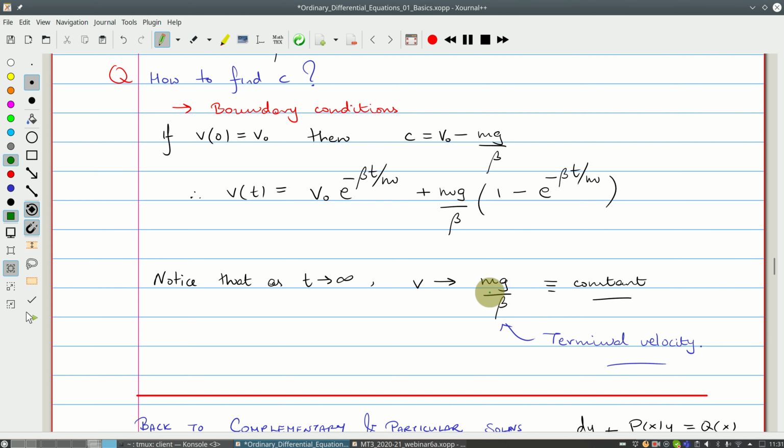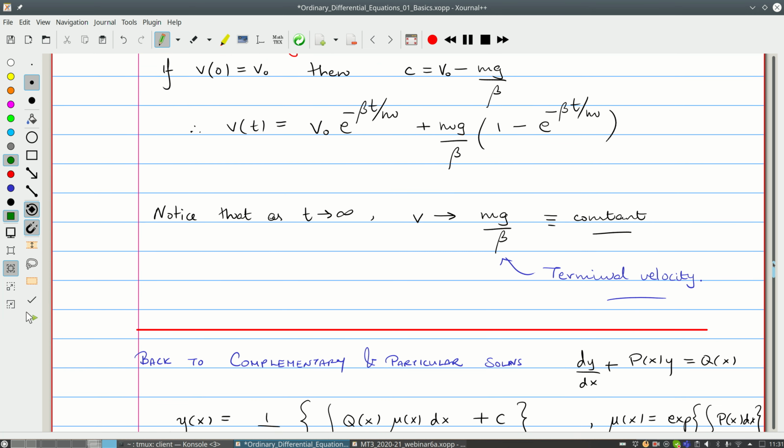By the way, this is only valid, and we haven't really said this, if the body is falling slowly enough. When things get a little bit faster, then the drag force is no longer linearly dependent on the velocity. It actually becomes quadratically dependent, but that's another story.